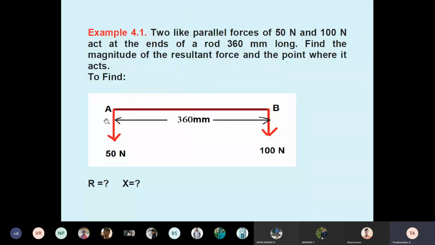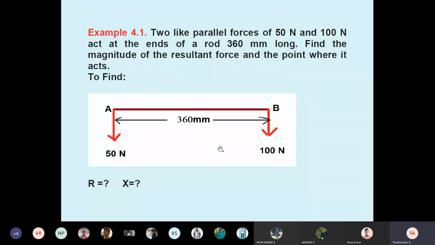At the starting point A, 50 acts vertically downward, and 100 acts vertically downward at B. You could also choose 50 upward and 100 upward, but generally force acts downward. So the two like parallel forces at A and B are in the same vertical direction. Now they asked to find the magnitude of the resultant force and the point where it acts.